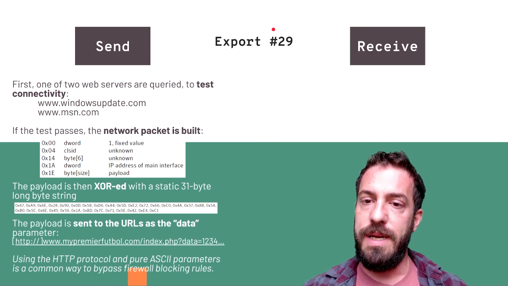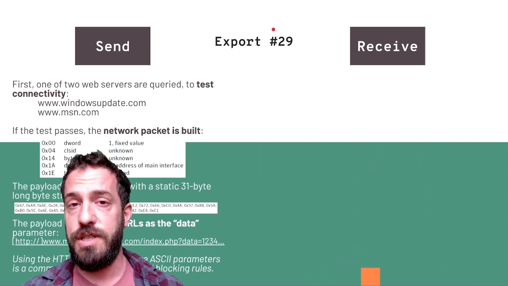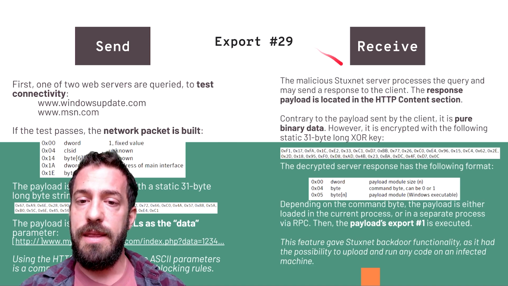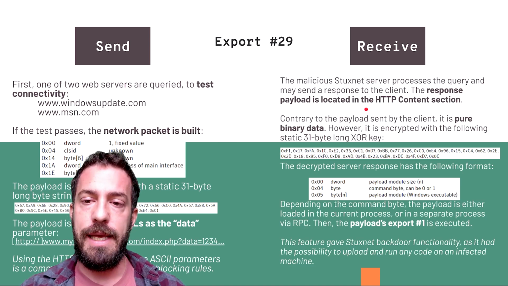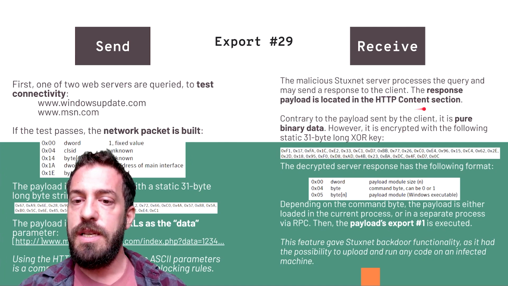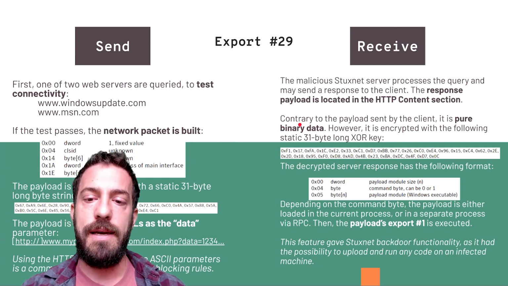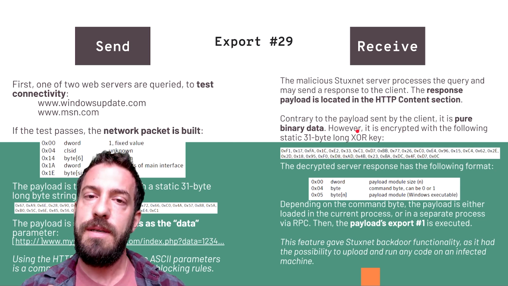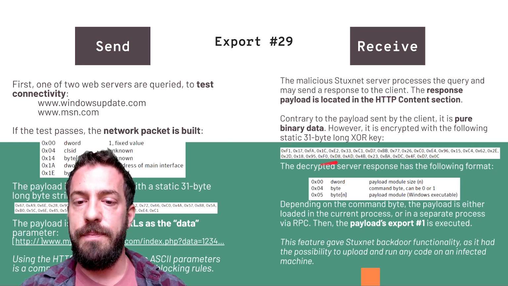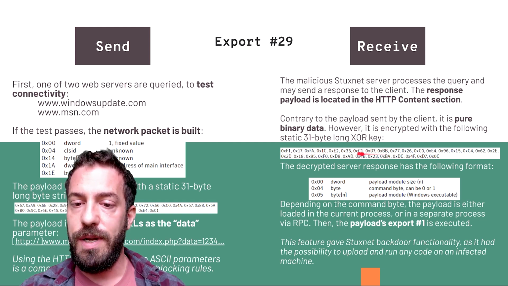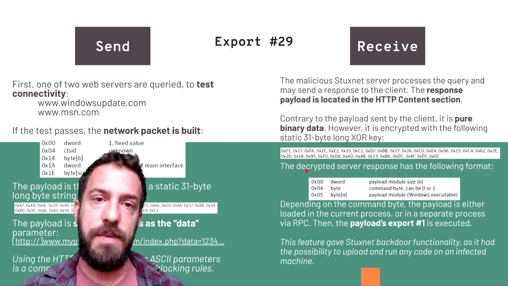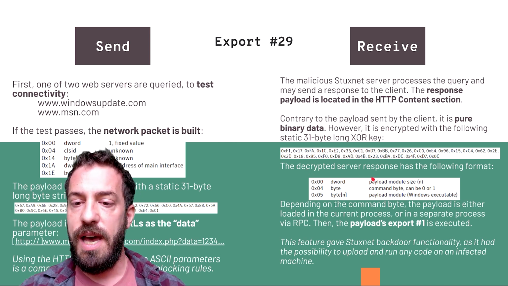And then the same export will also be receiving a response from the command and control center, and the response payload is located in the HTTP content section. Before it was just ASCII data, but now what you get back is binary data, and it's also encrypted with a different XOR, a different key, the one you see here. Once you decrypt that with this key, you have this format: the modules, the payload size, command byte, and payload module.